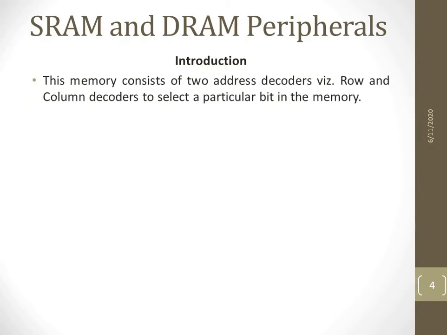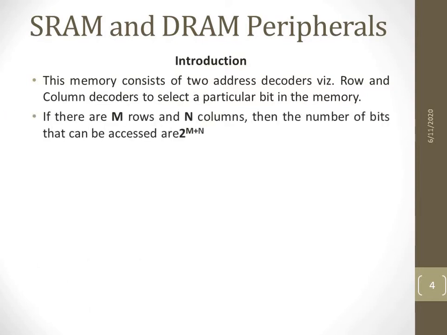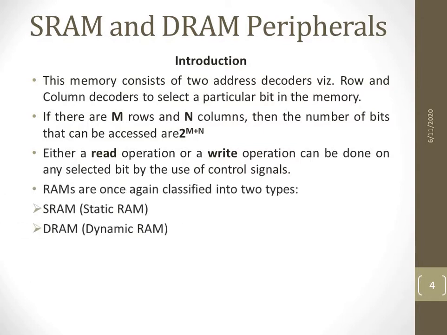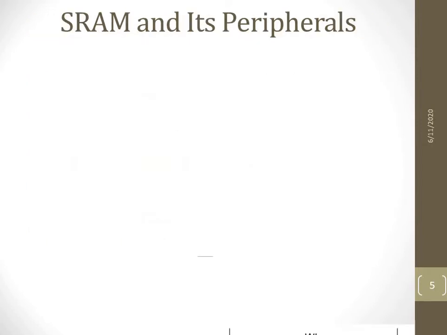This memory consists of two address decoders. One is a row decoder and the other one is a column decoder to select a particular bit in the memory. If there are m rows and n columns, then the number of bits that can be accessed is 2 raised to m plus n. Either a read operation or a write operation can be done on any selected bit by the use of control signals. RAMs are once again classified into static RAM and dynamic RAM.